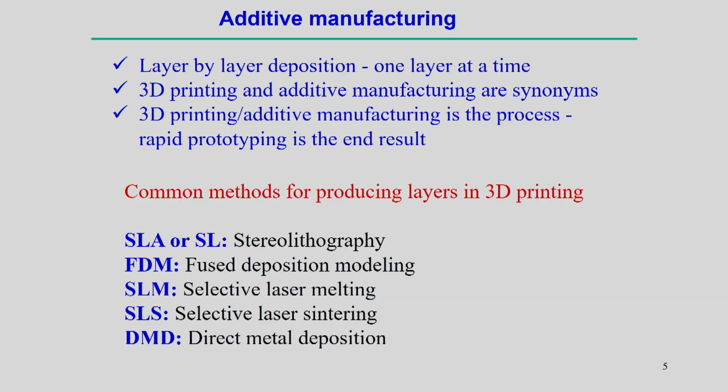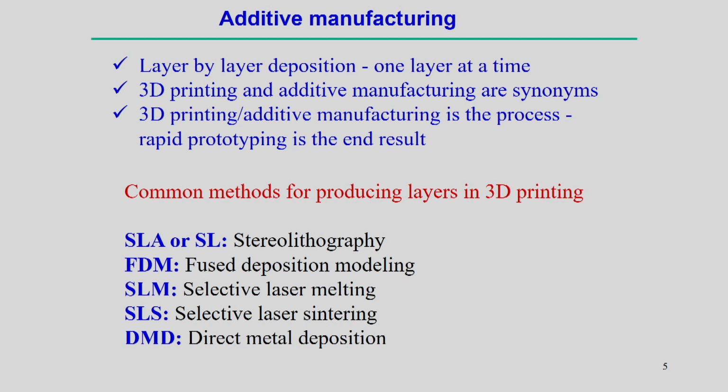Now, one by one, we can see that in general additive manufacturing normally uses layer by layer deposition, of course, one layer at a time. It is sometimes called the 3D printing process also, and that is why 3D printing and additive manufacturing are synonyms. 3D printing or additive manufacturing is the process, but the end result is rapid prototyping. So, rapid prototyping is the output from these 3D printing or additive manufacturing processes.